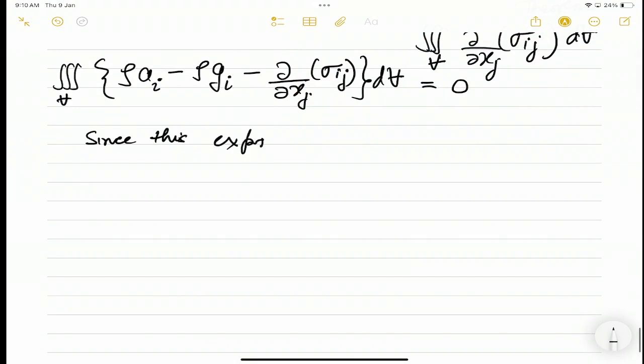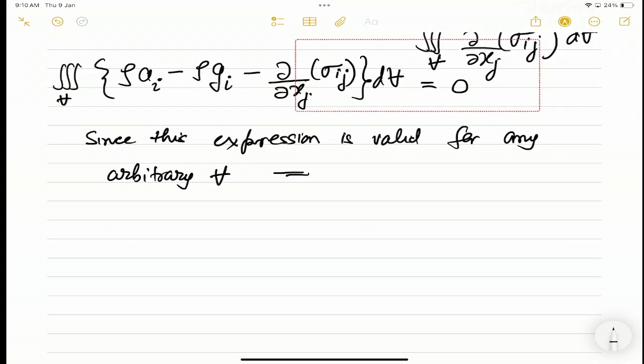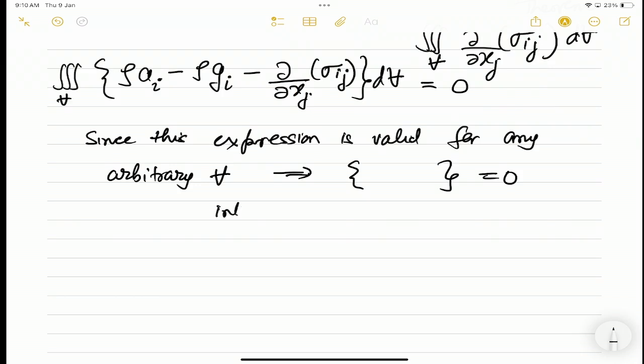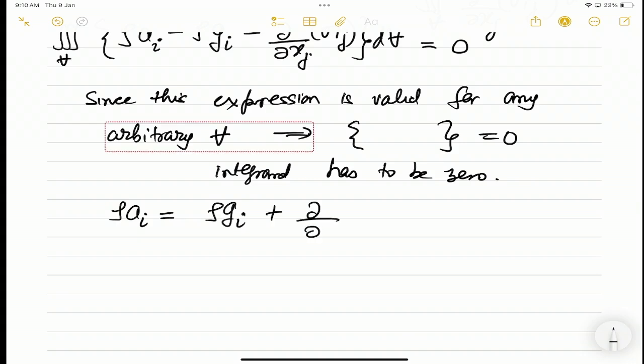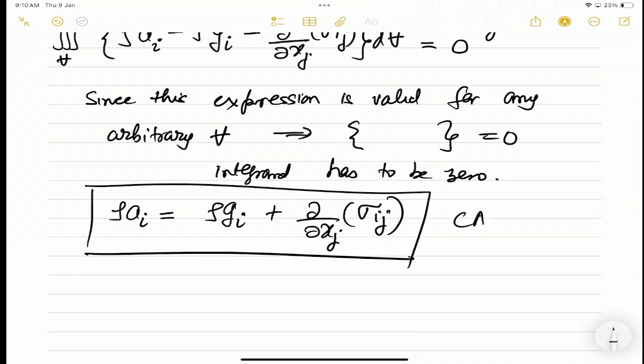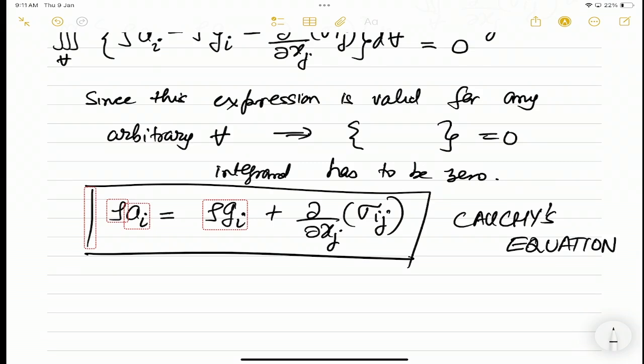So therefore, we use this argument, since this expression is valid for any arbitrary V, this implies that the integrand has to be 0. And so we get this relation: rho times a_i is equal to rho times g_i, and this is what we call Cauchy's equation.